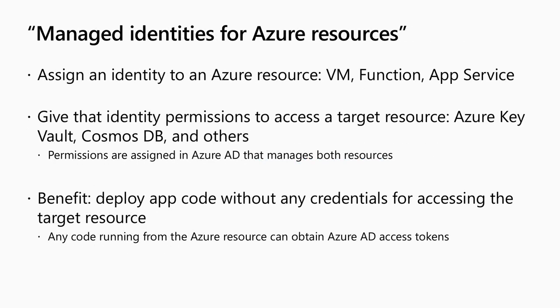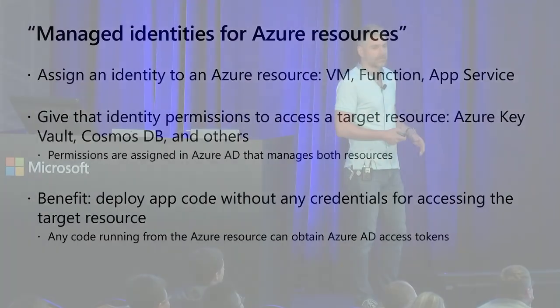So managed identities for Azure, a relatively new feature. Here's how it works. You have an Azure resource, and by that we mean a VM, a function, an instance of App Service. You can actually assign an identity to that resource. And after you do that, you can then assign permissions for that identity to access a different resource, I call it a target resource. That could be a Key Vault instance, that could be a Cosmos DB, and many others.